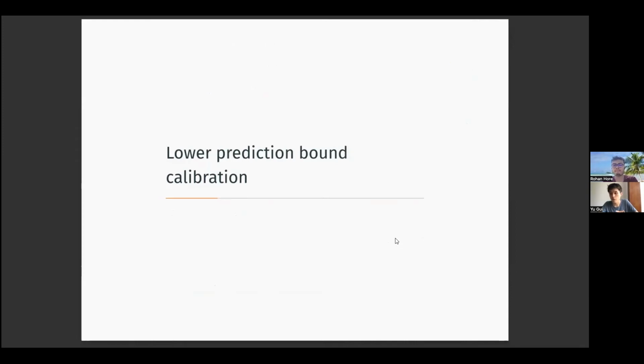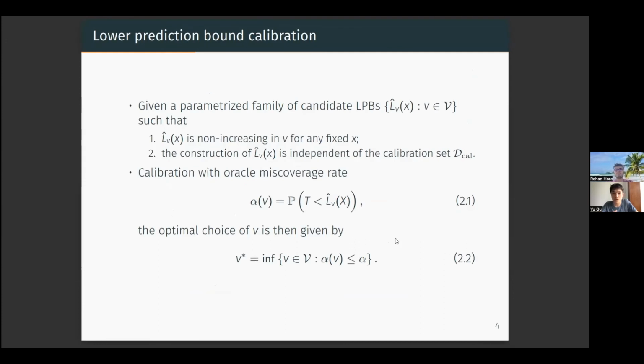To introduce our method, we begin with a general framework with calibrated lower prediction bounds. Suppose that we're given a parameterized family of LPBs, L hat of V, such that L hat of V is non-increasing in V for any fixed X, and the construction is independent of the calibration set, which can be realized by the data splitting approach. Here, V star is an oracle choice of the threshold, but in practice, we do not have access to the true distribution, so we need to estimate the miscoverage rate. Here are two estimates.